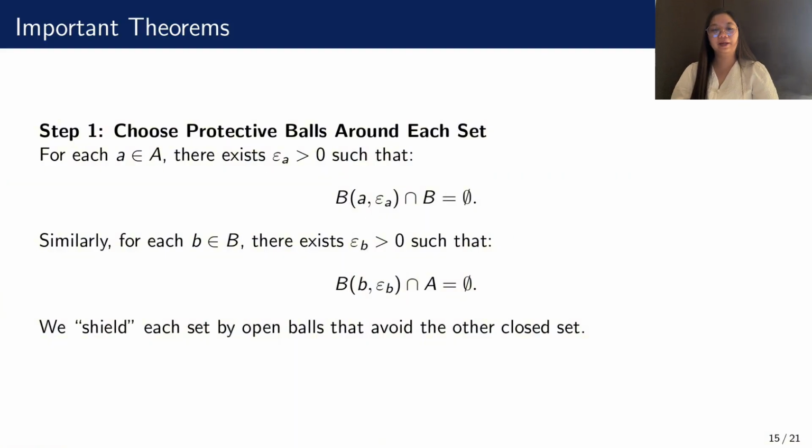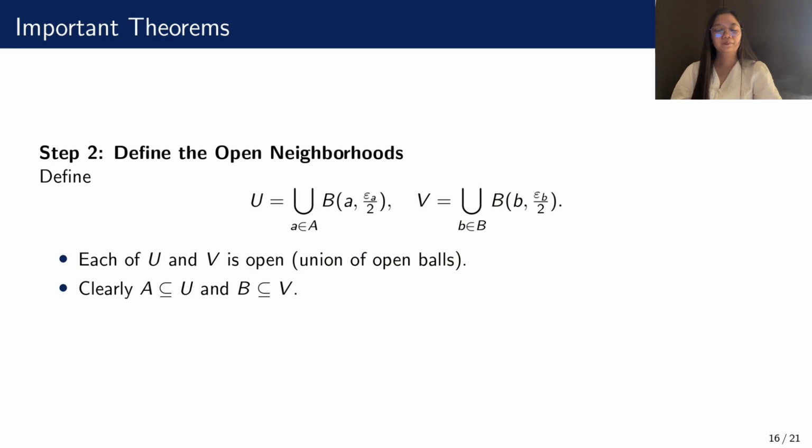Okay, so for step 2, we define open neighborhoods. We define U to be equal to the union of the epsilon ball where we have a and epsilon sub a over 2, where a is an element of A, and V is equal to the union of the epsilon ball where we have b and epsilon sub b over 2, where b is an element of B. So we take all the smaller protective balls around A and combine them to form U, and do the same for B to form V. These unions are open sets that cover A and B respectively.